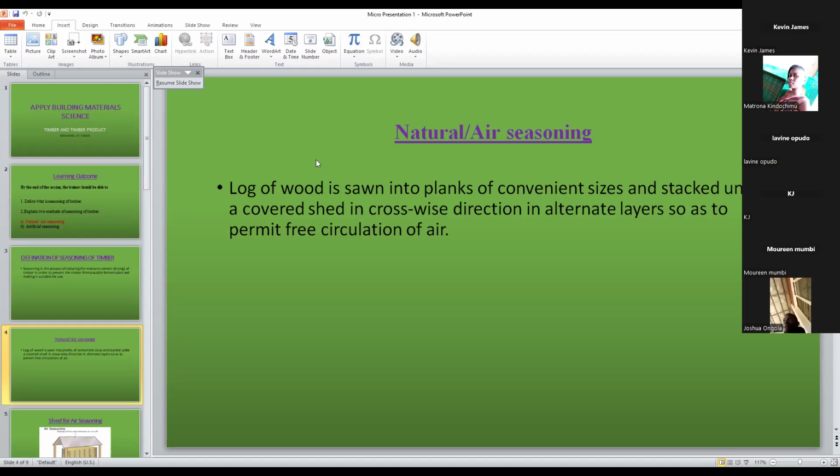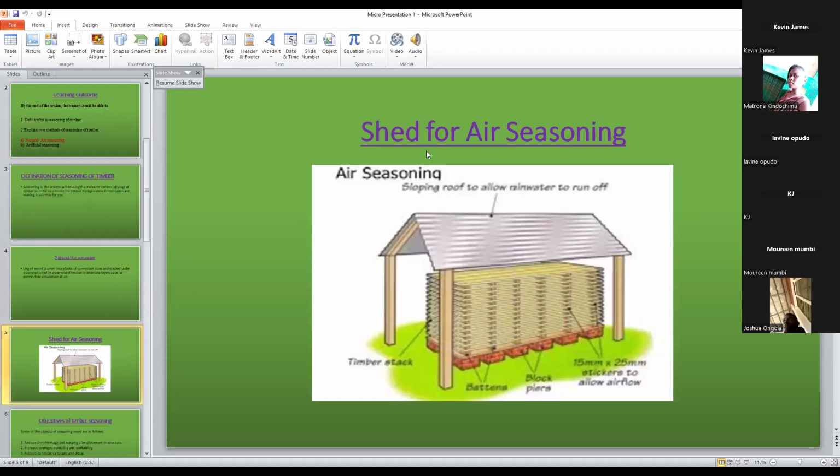Okay. As I've said, logs of wood are sawn into planks of convenient size. So this is what we mean. On my screen is a shed. This is a shed of air seasoning. Are you able to see my drawing? Yes. Okay. In the drawing, we have some components there, like timber struts, battens, block piers, and stickers to allow airflow. So we have reasons for those.